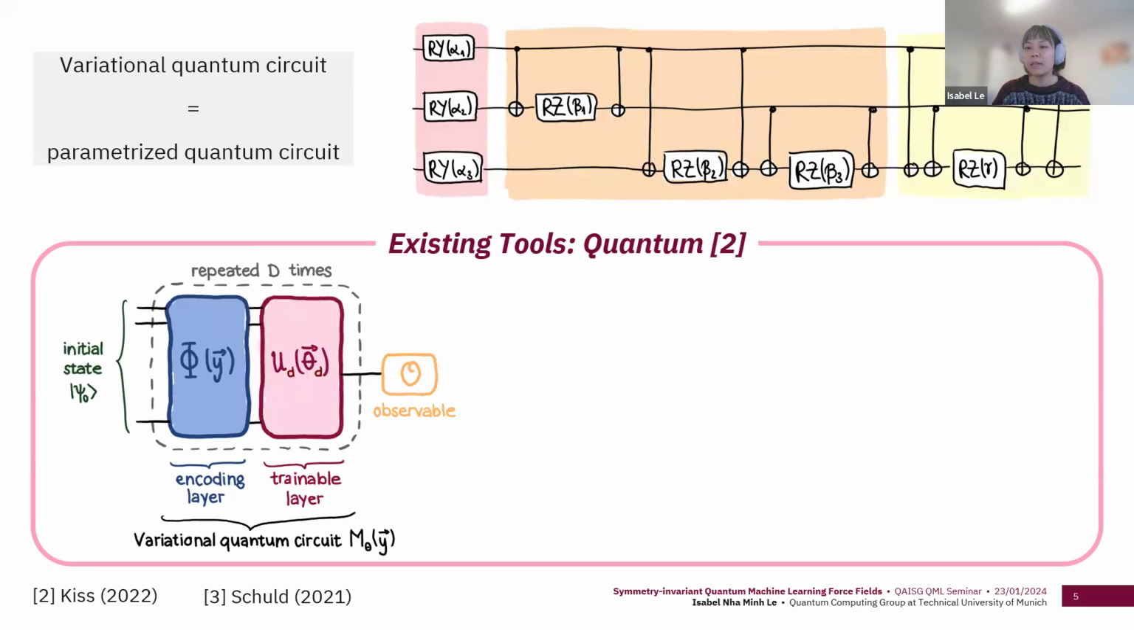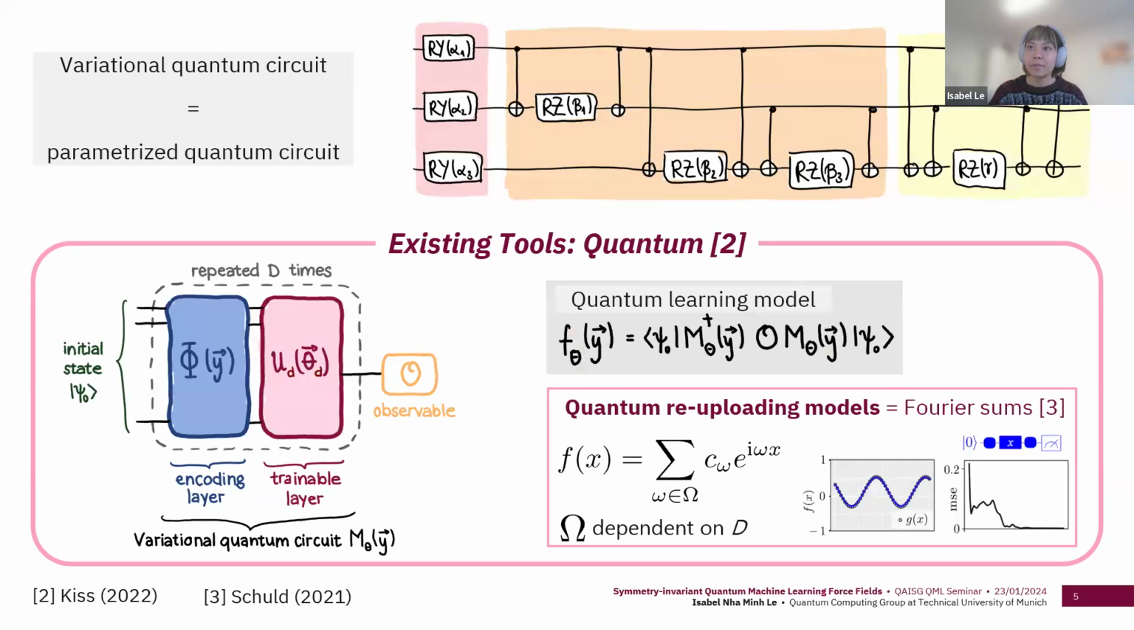And this trainable layer is here depicted in rows. And this stack of encoding and trainable layers is then repeated several times, D times more specifically, where D is just an empirical control factor to tune the expressivity of the model. And such a model is indeed a so-called re-uploading model. And you can show analytically that such type of model expresses truncated Fourier sums.